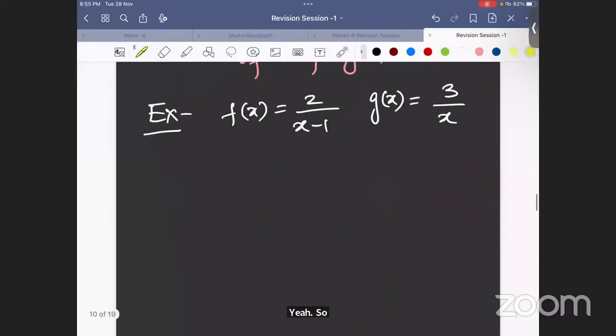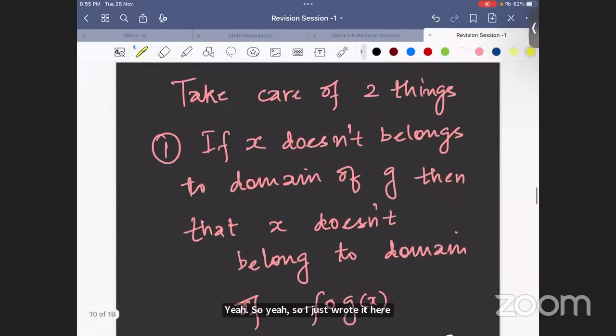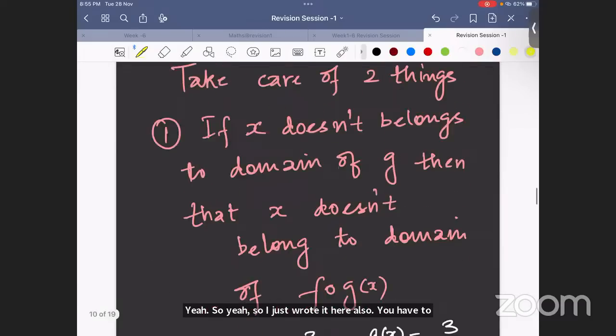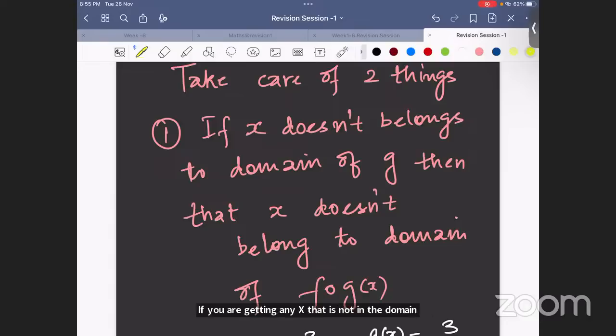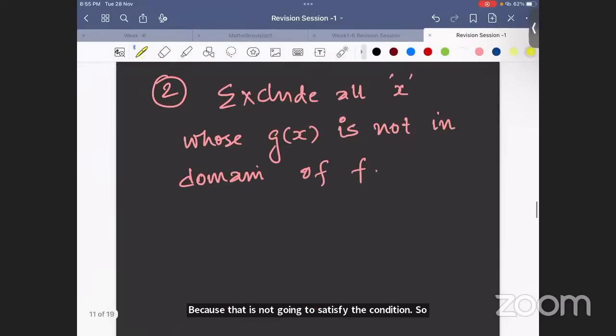I just wrote it here also. You have to take care of two things. The first thing is, if x doesn't belong to the domain of g, then that x doesn't belong to the domain of f of g. If you are getting any x that is not in the domain of g(x), then that is not in the domain of f of g, because that is not going to satisfy the condition. That's the first case that should be taken care of. And the second case is: exclude all x whose g(x) is not in the domain of f.